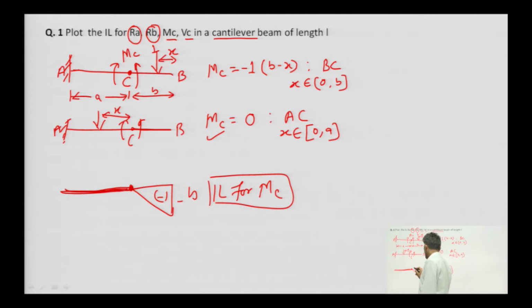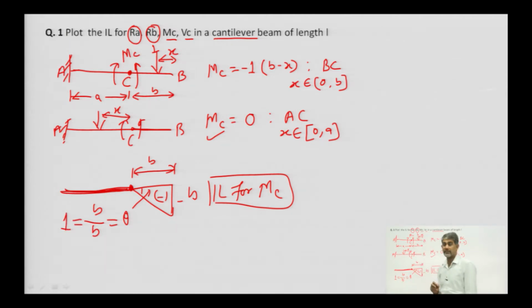And if you calculate this angle theta, then what will be the value of theta? Since this distance is B, theta will be B upon B, that is equal to 1, meaning unit rotation has been given at this point. This is the direct method to plot the bending moment at point C.